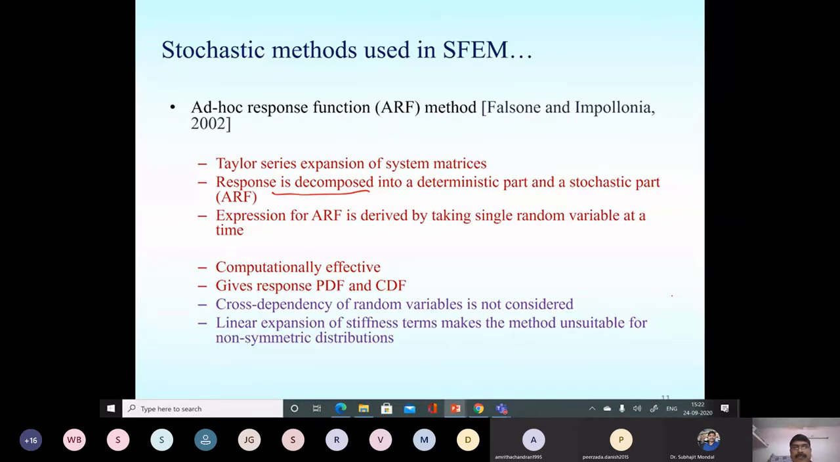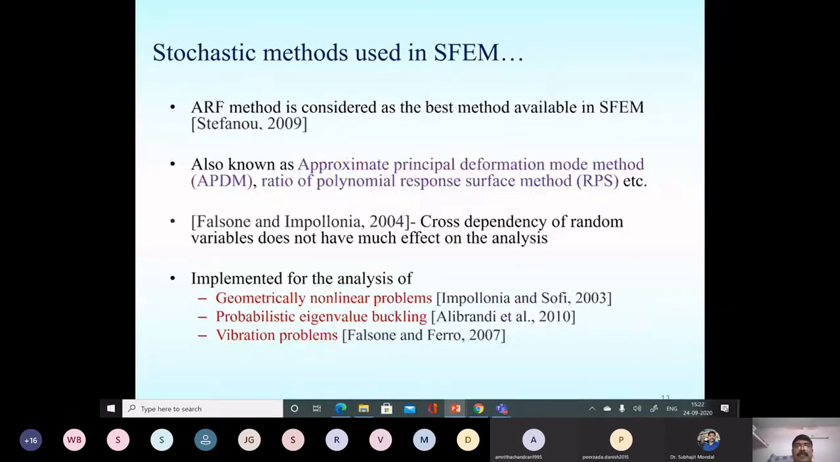It doesn't consider the cross dependency, and only linear expansion of stiffness terms has been taken. Okay, so this ARF method has been applied to many different problems, say non-linear problems, eigenvalue problems, vibration problems. The same group of people has been developing this method for different aspects of structural mechanics problems. Okay, and as I said, Stefano in his review paper stated that this is considered the best method available in SFEM so far. Okay.